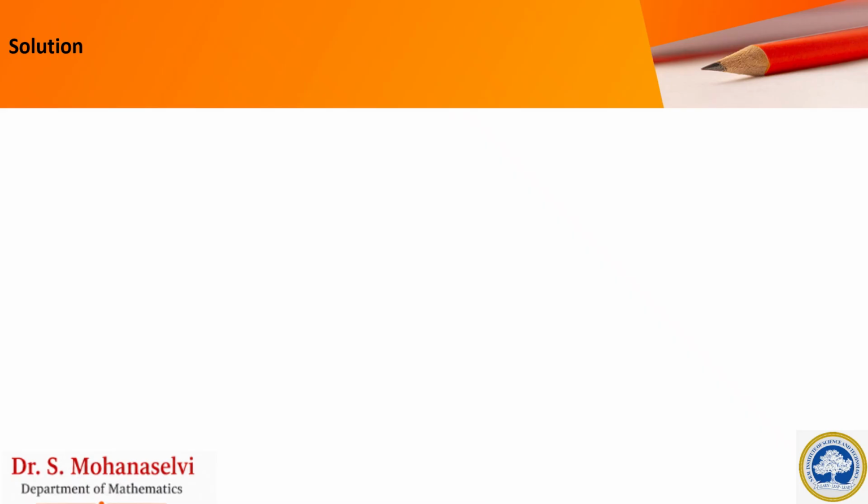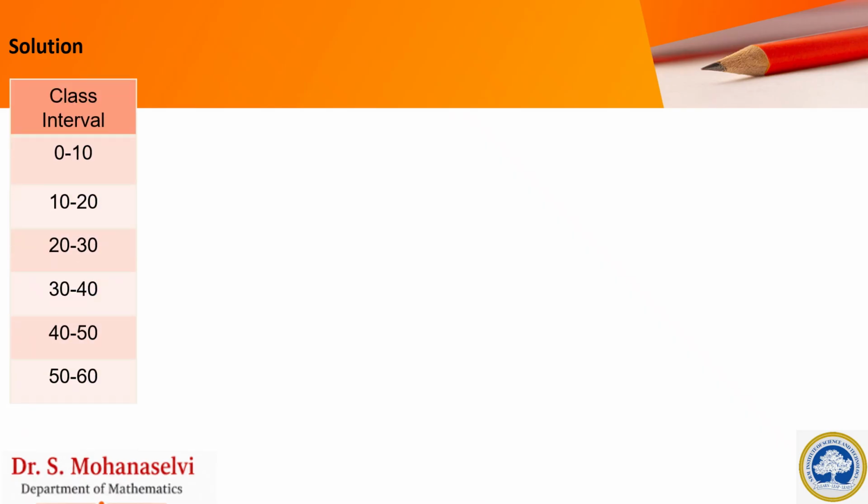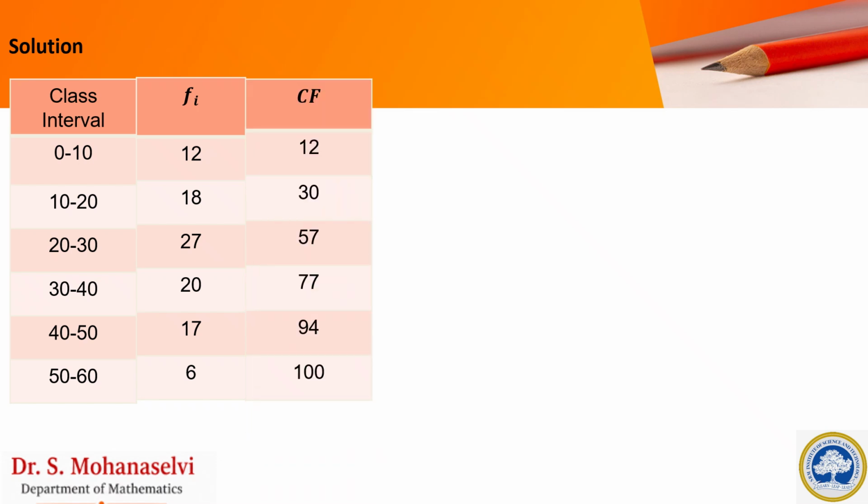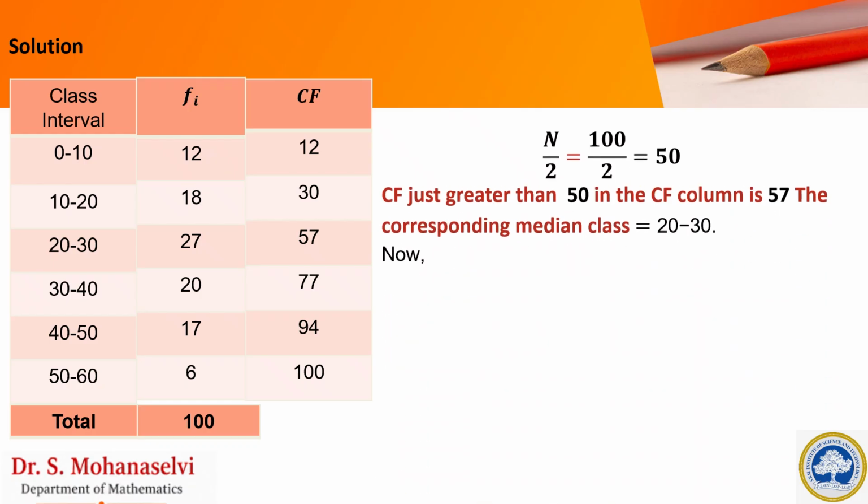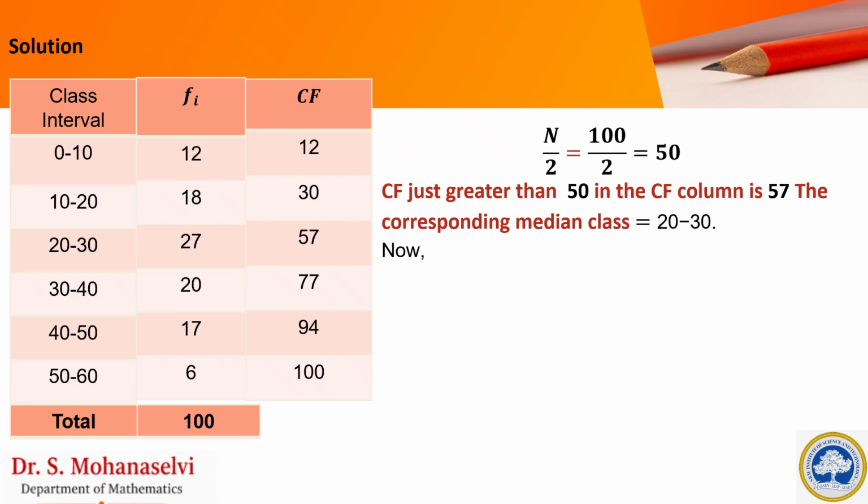In the solution, in the first column let us write the class intervals, in the second column the corresponding frequencies, and in the third column the corresponding cumulative frequencies. The cumulative frequencies are calculated like this: the first one will be the frequency value 12, then this 12 will be added with 18 to get 30, then 30 plus 27 will provide us 57, and 57 plus 20 will provide us 77, plus 17 it provides 94, plus 6 gives 100. So the total frequency is equal to 100. Adding all the frequencies, we are getting n is equal to 100.